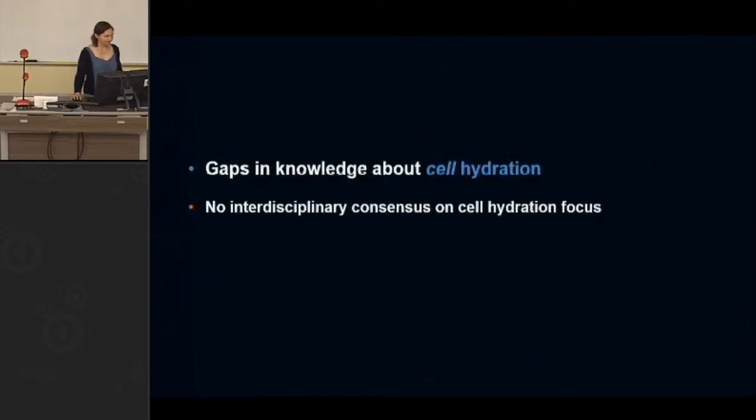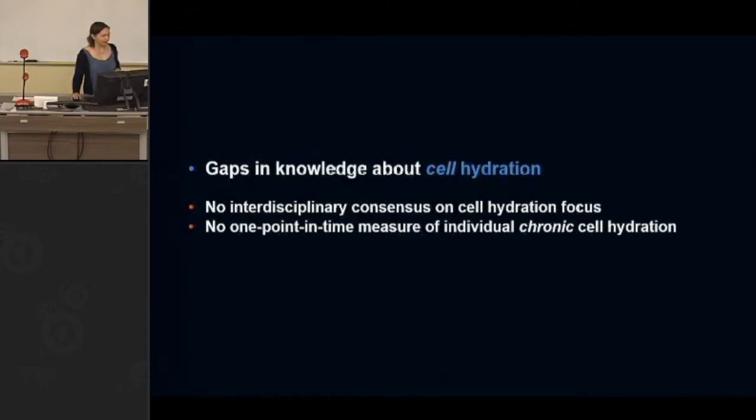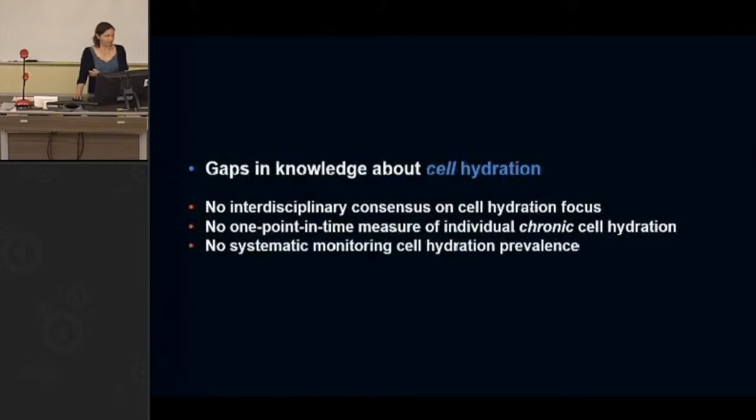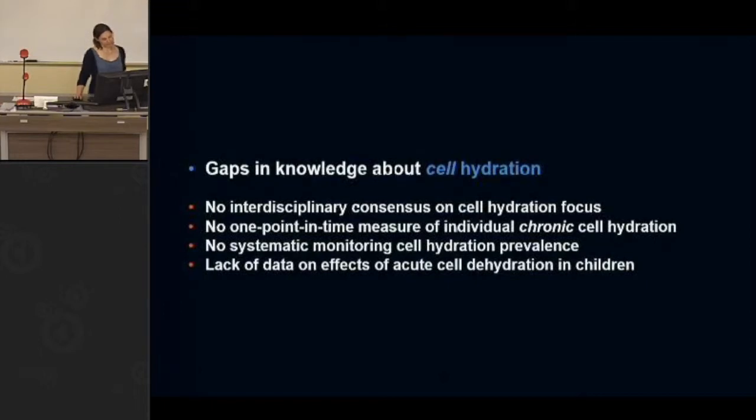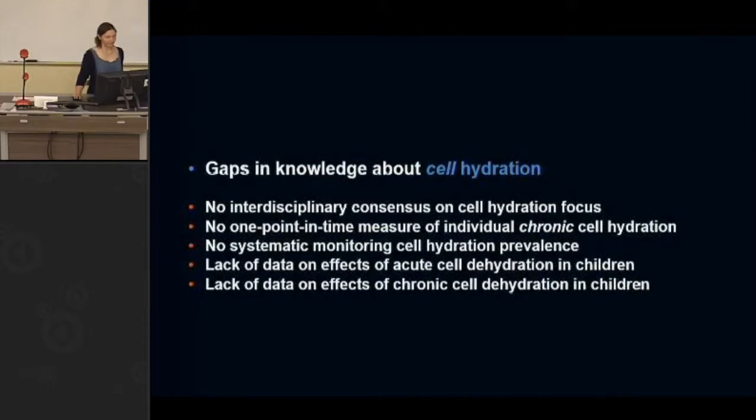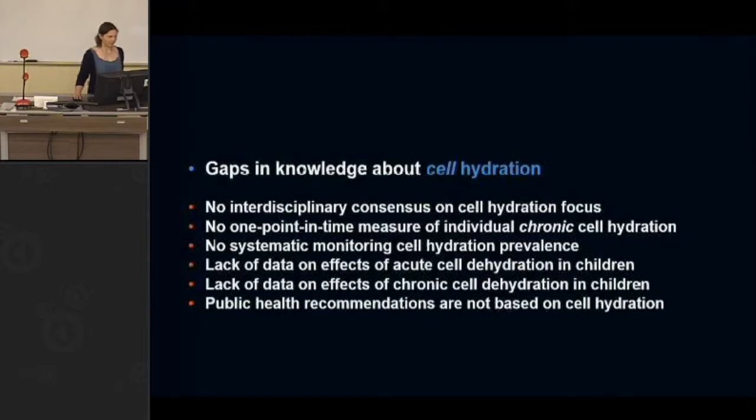Gap in knowledge. We don't have an interdisciplinary consensus on cell hydration. Should we all be trying to measure cell shrinkage or inability to shrink and swell optimally? We don't have a one point in time measure for individual chronic cell hydration. We don't have systematic monitoring of cell hydration. We have a lack of data. A lot of data on dehydration, not cell hydration.